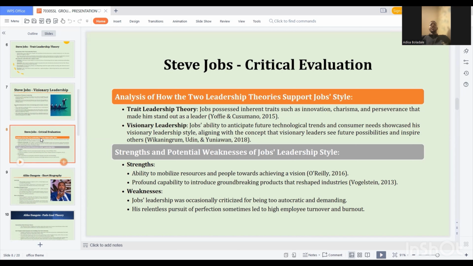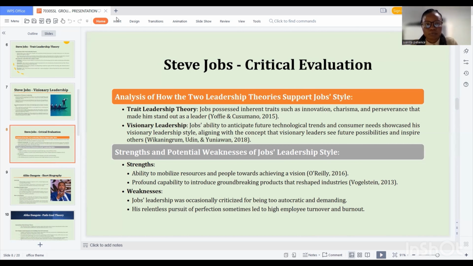Nonetheless, it is essential to acknowledge that every leader has their strengths and weaknesses, and Jobs was no exception. While his innovation and charismatic nature were assets, his demanding demeanor often presented challenges with his teams. Jobs was known for setting high standards and expecting perfection from his employees. This demanding behavior, although driven by his passion for excellence, sometimes created a tense and stressful work environment, which could hinder creativity and collaboration within the teams.